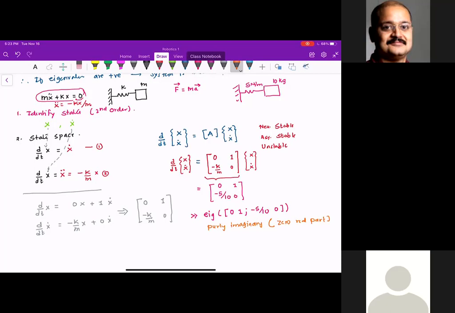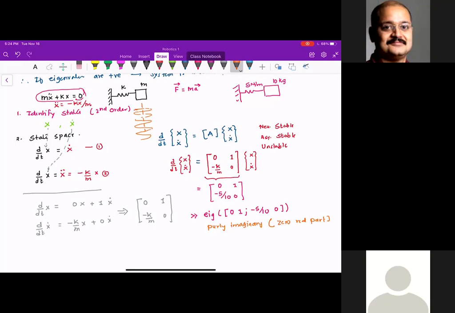Now let's try to identify if that neutrally stable behavior can be realized physically. So I pull this mass and let it go. There is no damping, there is no friction. Then you will realize that this mass will continue to oscillate back and forth, back and forth, and so on. If there is no energy dissipation, that mass will continue to oscillate. This is how a neutrally stable system would look.